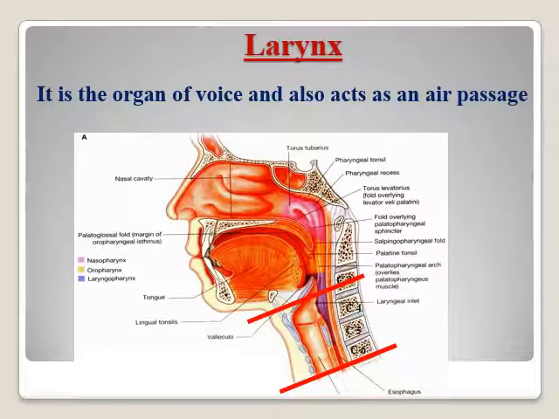The third part of the respiratory system is the larynx. The larynx is the organ of the voice, and it also acts as an air passage. The larynx consists of 9 cartilages, 3 paired cartilages and 3 single cartilages, connected to each other by membranes and ligaments, and moved by special muscles. The larynx extends from the root of the tongue to the level of the C6 vertebra.